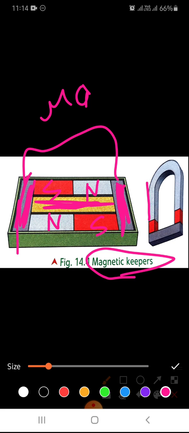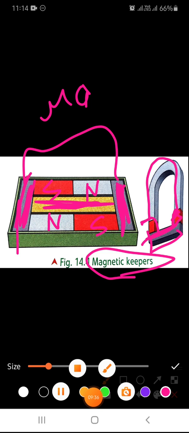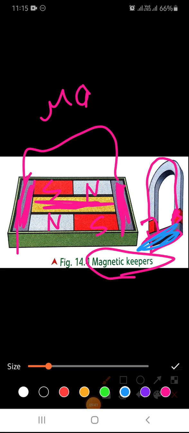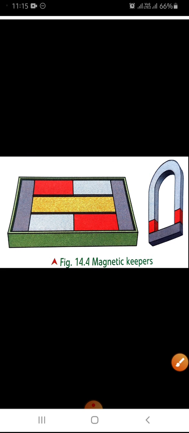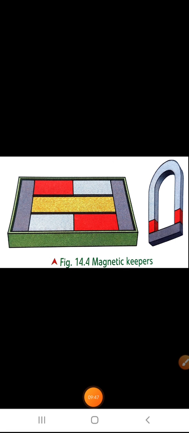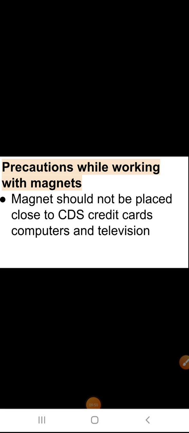Here in this horseshoe magnet also you can see this is the north pole and this is the south pole, and here soft iron is kept, and this soft iron is known as the magnetic keeper. If we keep the magnets in this way, they will not get demagnetized easily.